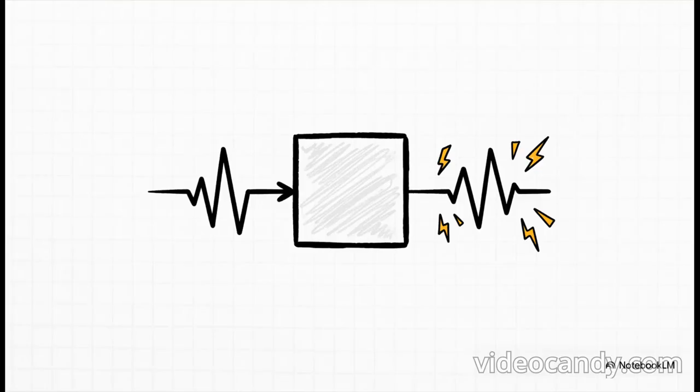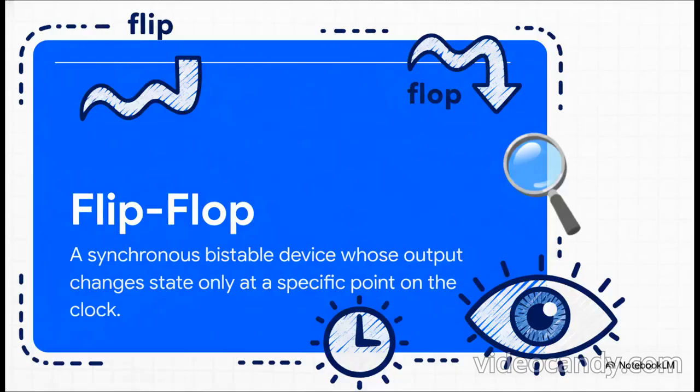So here's the problem in a nutshell. Latches are what we call transparent. Basically, as long as the gate is open, any change on the input flows straight through to the output, instantly. It's like a clear window. But that constant sensitivity is a nightmare for complex systems, where you need everything to happen in perfect synchronized time. And the solution? The flip-flop.